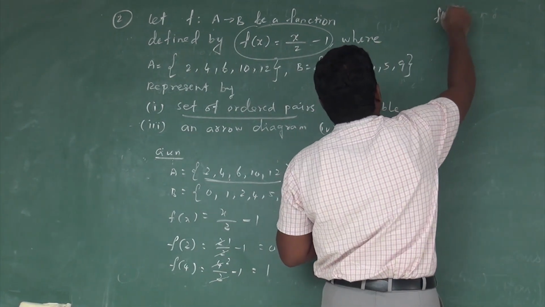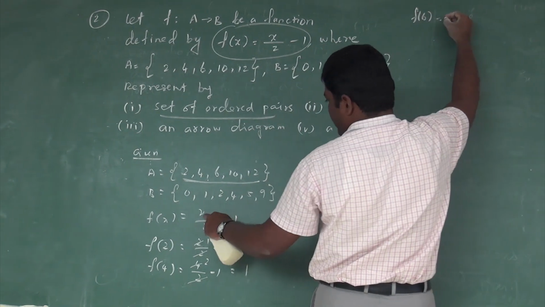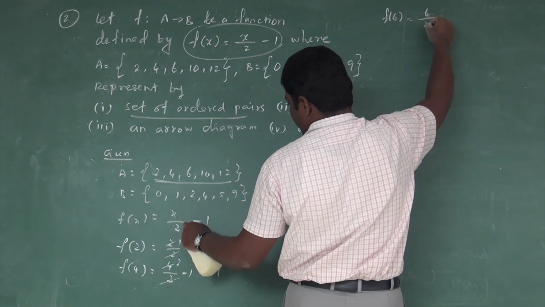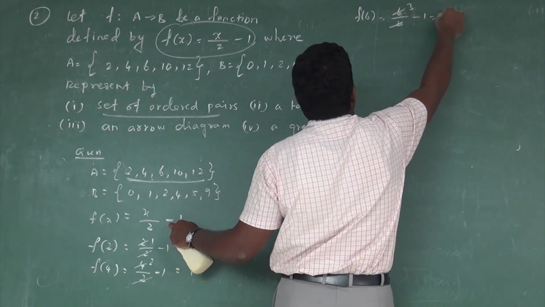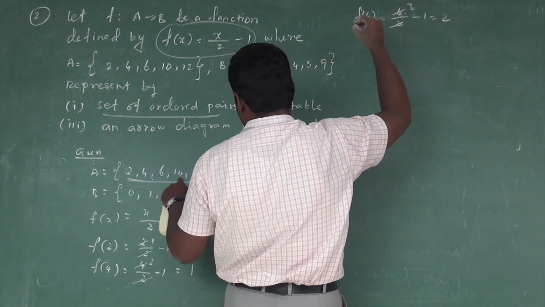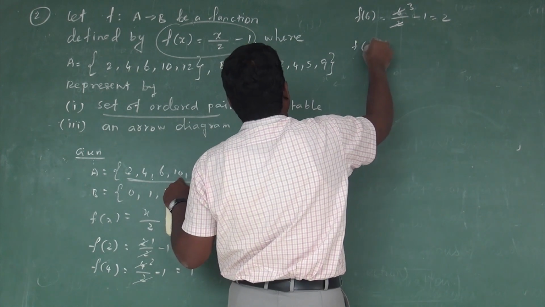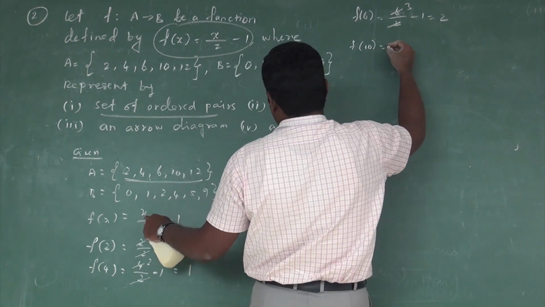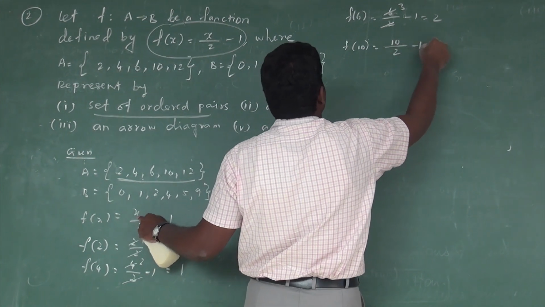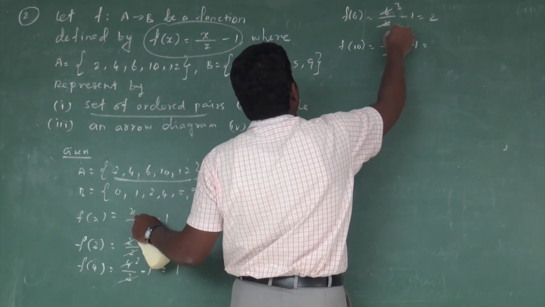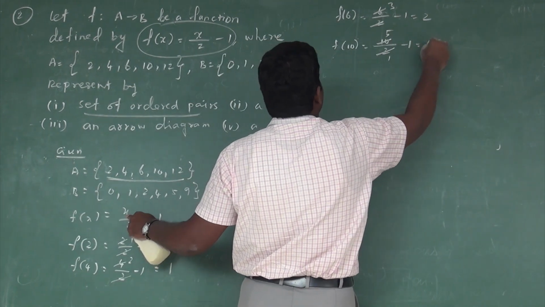Now f of 6 is equal to 6 divided by 2 minus 1. So we can cancel this, 3 minus 1 is nothing but 2. Next you take the fourth value, f of 10. F of 10 is equal to, instead of x you substitute 10. 10 divided by 2 minus 1 is nothing but 1 2s are 2, 5 2s are 10. So 5 minus 1 is nothing but 4.